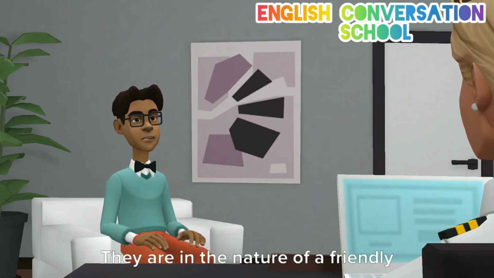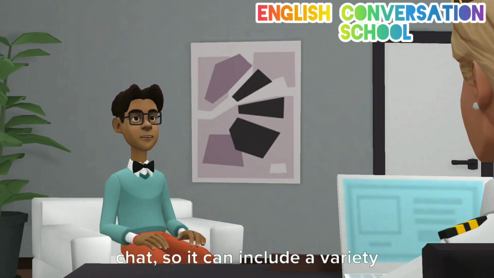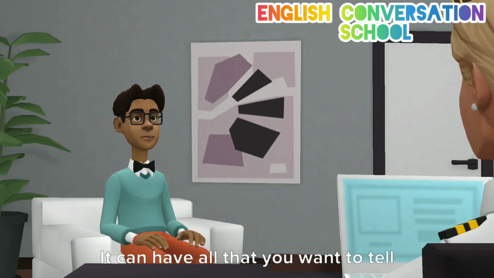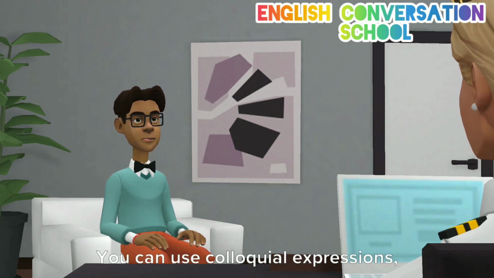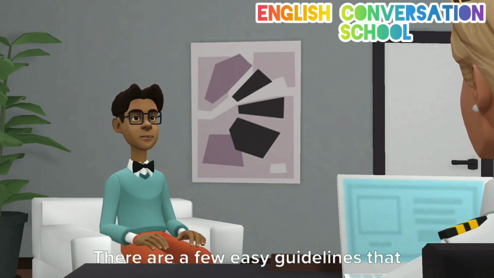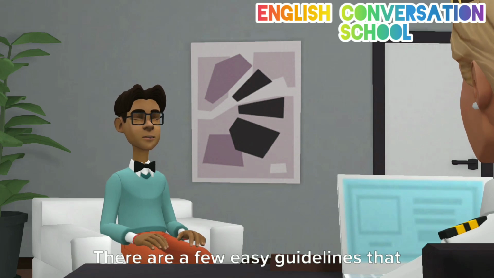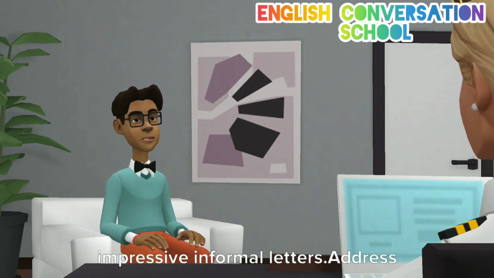They are in the nature of a friendly chat, so it can include a variety of topics. It can have all that you want to tell your dear one about. You can use colloquial expressions, unlike formal letters. There are a few easy guidelines that you can follow to be able to write impressive informal letters.